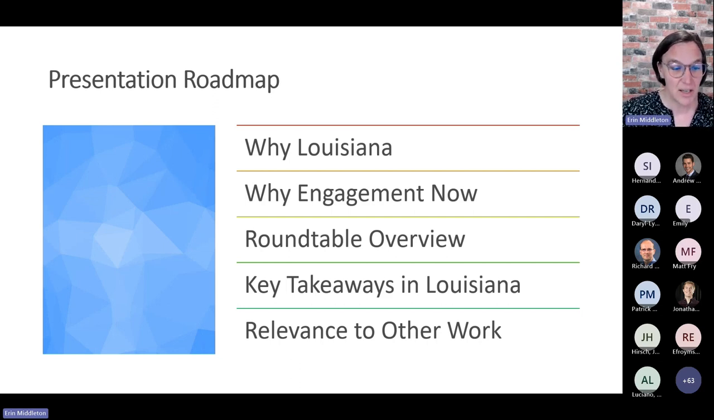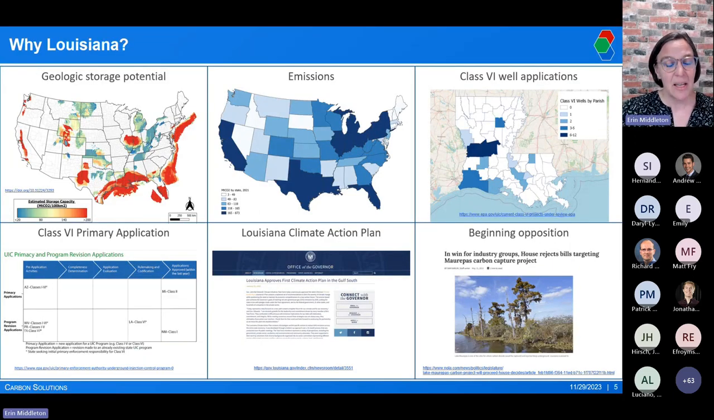So our goal today is to cover both of these things. For a little bit about why Louisiana, there's lots of different reasons. This is covered in the tool itself. There's some descriptions about why Louisiana, and I wanted to go over some of them a little bit here too.